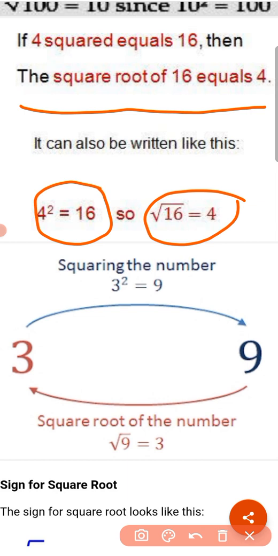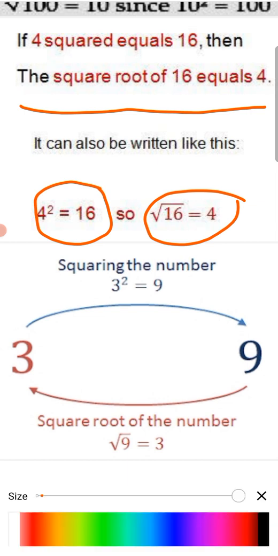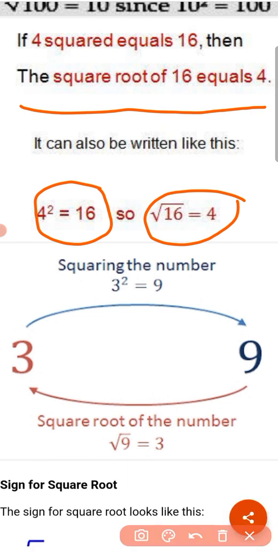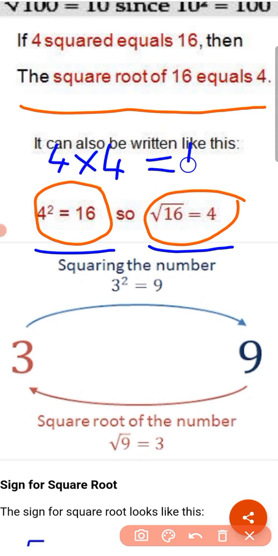Read this as 4 squared. 4 squared is equal to 16. This is square root of 16 is equal to 4. The inverse operation. 4 squared means 4 into 4 is equal to 16. So the square root of 16 is 4.